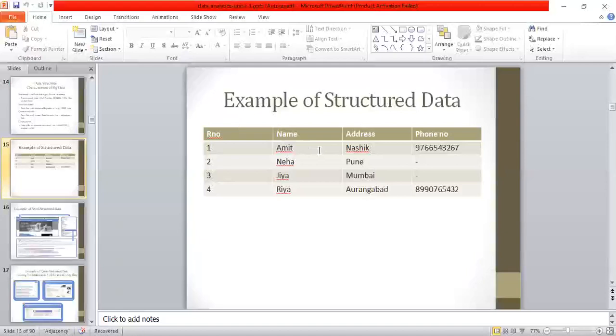Now we will see the example of structured data. This is the best example of structured data. This table contains 4 rows and 4 columns. First column for roll number, second column for name, third column for address, and fourth column for phone number. Okay, this is the example of structured data.